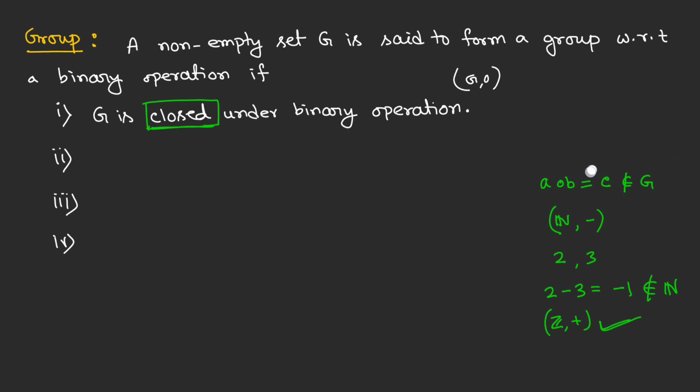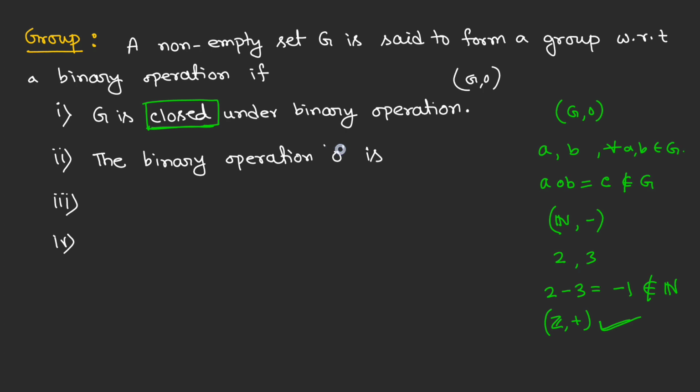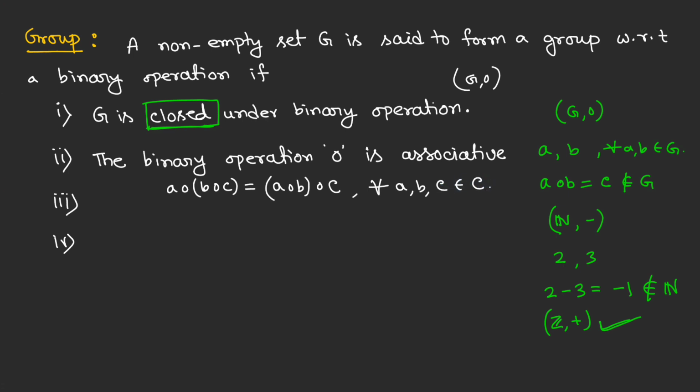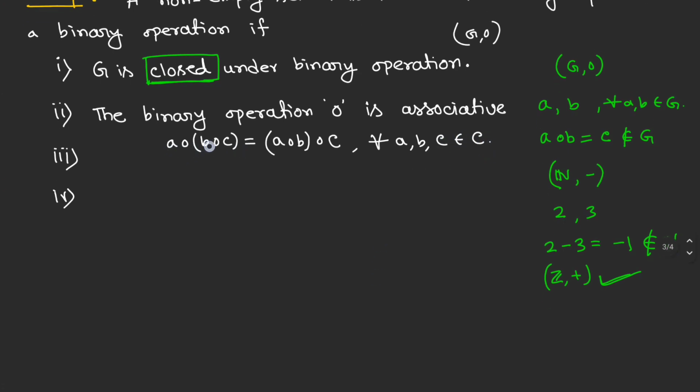Now next, number 2. The binary operation circle is associative. Associative means (A composition B) composition C equals A composition (B composition C), and this result must hold for all A, B, C belonging to G.